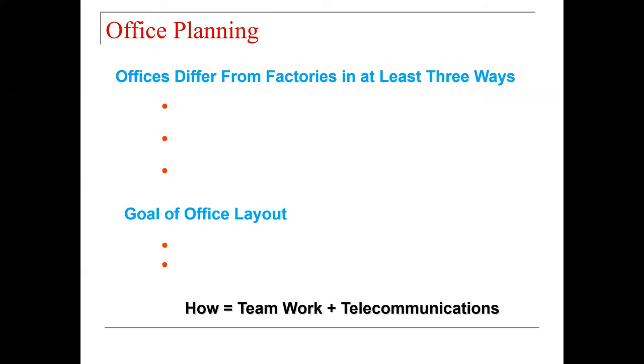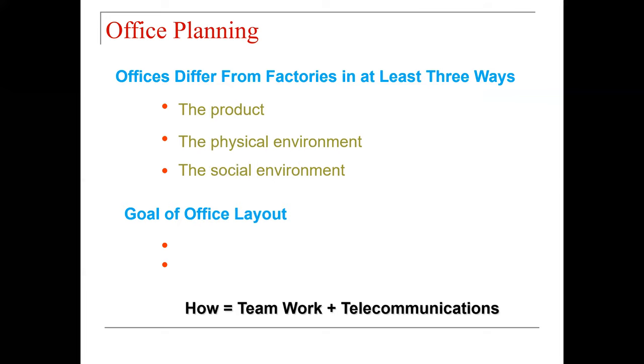Offices differ from factories in at least three ways: the product, the physical environment, and the social environment. And the goal of the office layout is to minimize communication costs and maximize employee productivity. How is that achieved? By teamwork plus telecommunications.